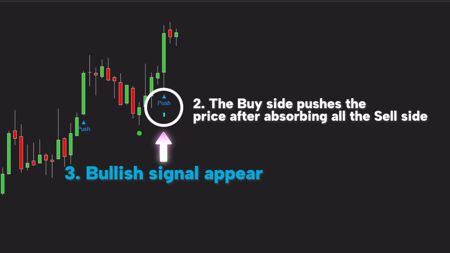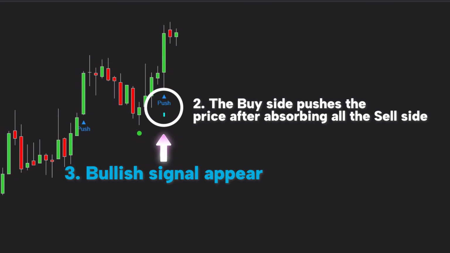Right after that, you can see a push signal appearing. This shows that the buy side has gone through 2 critical phases. The first phase is absorption, where buyers quietly absorb all the selling pressure. The second phase is pushing, where buyers actively step in and take full control of price action. When these 2 phases occur consecutively, it reflects a clear transition from defense to offense.